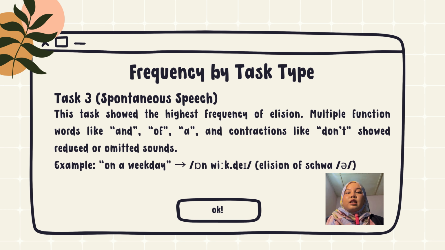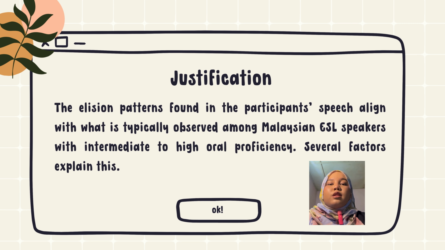And for the last task, task 3, which is spontaneous speech, showed the highest frequency of elision. Multiple function words like "and," "of," and contractions like "don't" showed reduced or omitted sounds. For example, on "weekday," there is an elision of the schwa sound. Next, we'll look at the justification. The elision patterns found in participant speech align with what is typically observed among Malaysian ESL speakers with intermediate to high oral proficiency. Several factors explain this.